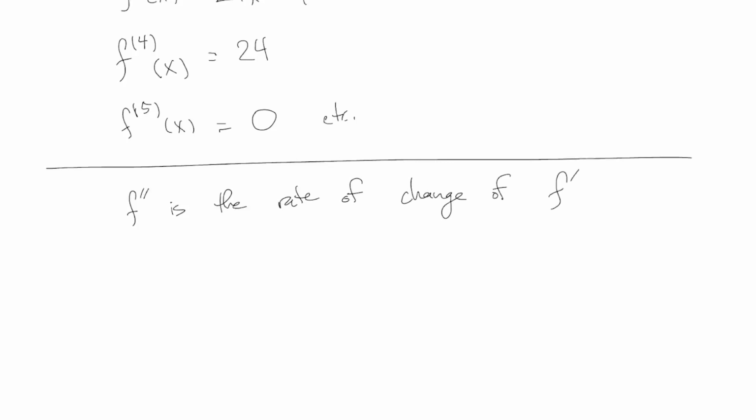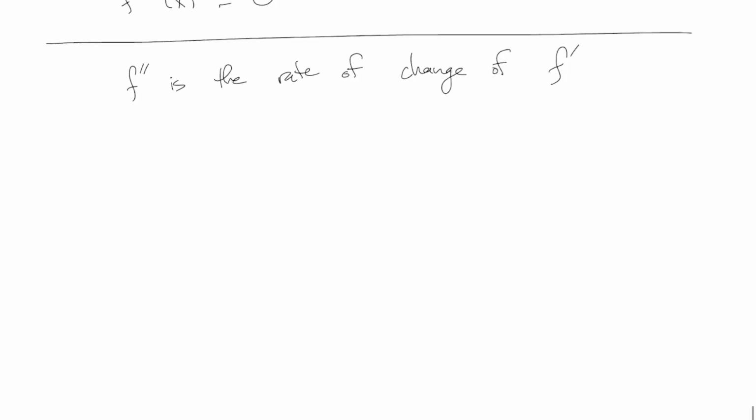Because it's the derivative of f prime. This is the meaning of the second derivative. So it's really a rate of a rate, because f prime itself is the rate of change of something. So this is how fast the rate of change is changing, which sounds pretty nonsensical, sort of abstract. But actually this does come up in real life.